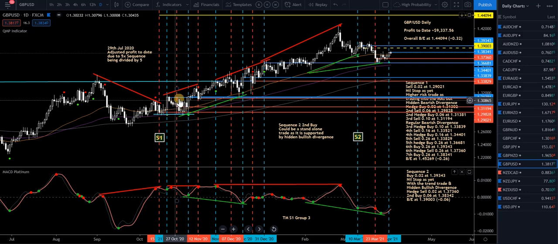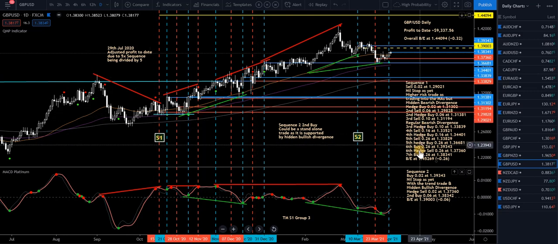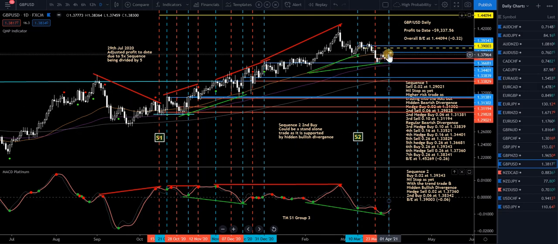Then I took a hedge buy and a second sell, and I probably could have got out here, but I missed the opportunity. So now I'm stuck in a sequence I probably shouldn't be, sequence one. So I'm trying to work my way out of that. At the moment, the last signal was this buy on Friday, which is probably not ideal on Good Friday.